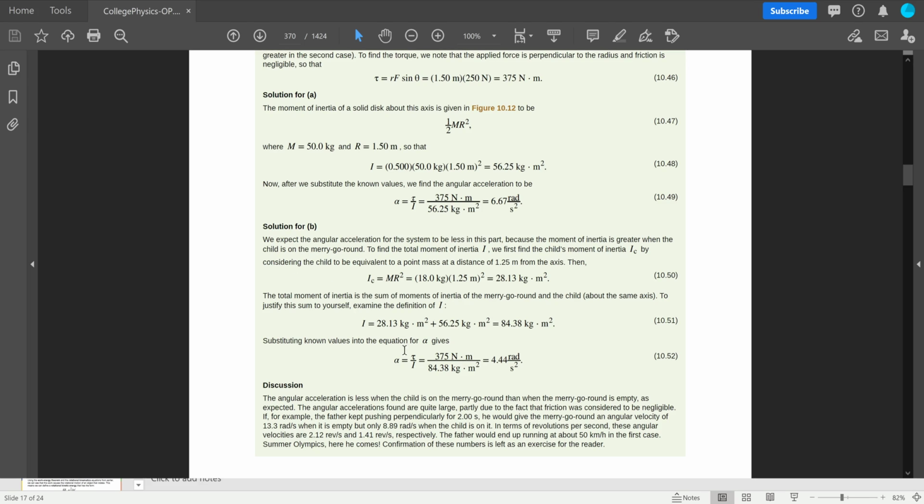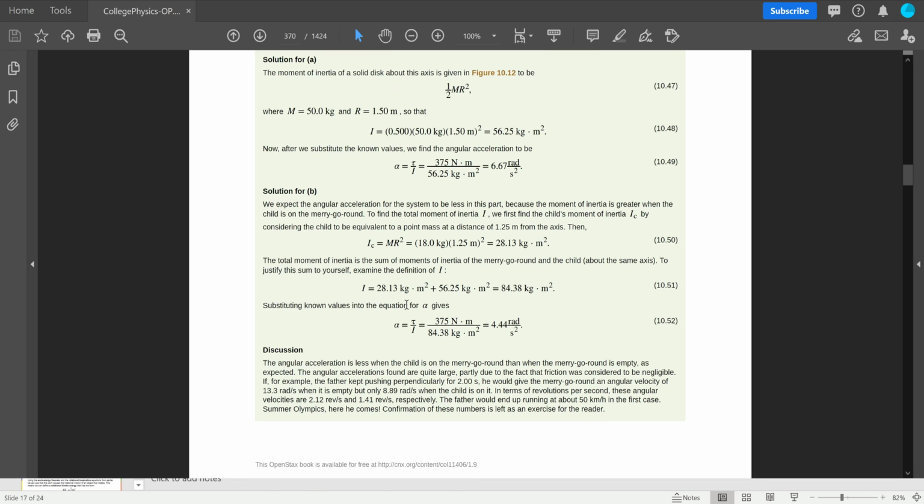So here, now we have a child sitting on the merry-go-round, which we're going to treat as a point mass. So just a point. We know that it weighs about 18 kilograms and is about 1.25 meters away. So since we're talking about a point mass, it's just mr squared. That's 28.13 kilograms meter squared.